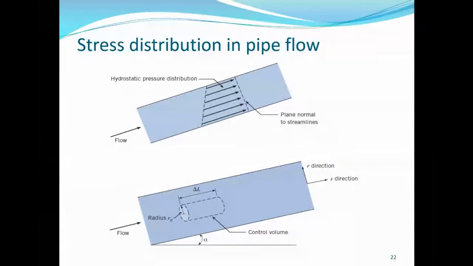So this is a pipe in which water is flowing, and the pressure distribution is hydrostatic across any plane normal to streamlines. This we explained using the Euler's equation. The pressure distribution is hydrostatic along any plane normal to the streamline. Along the streamline, the pressure distribution is given by the Euler's equation.